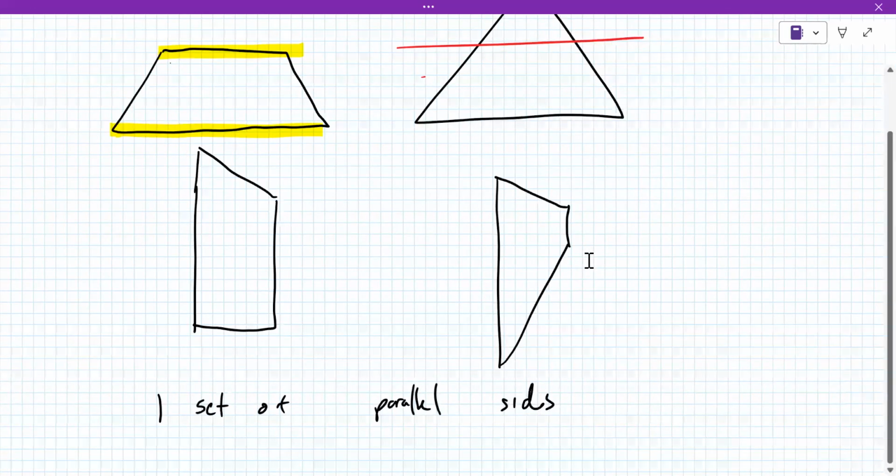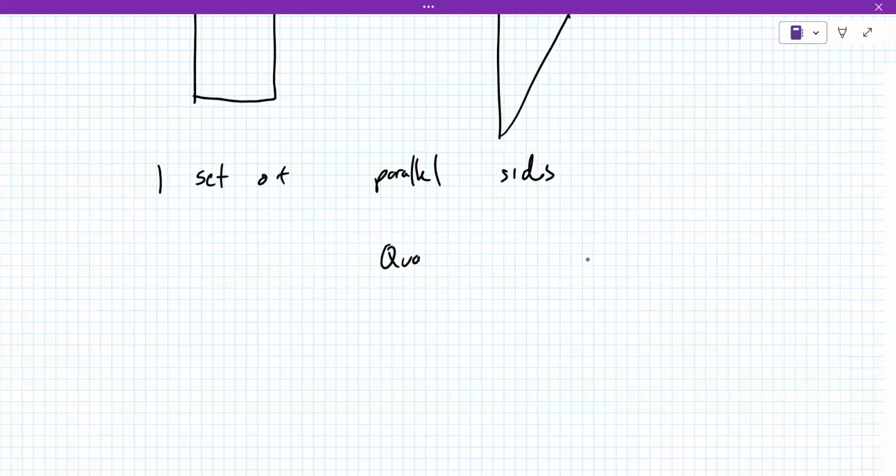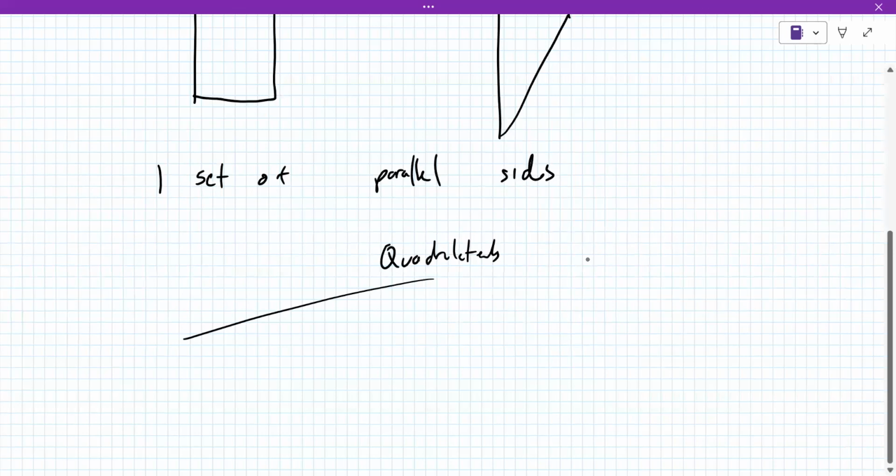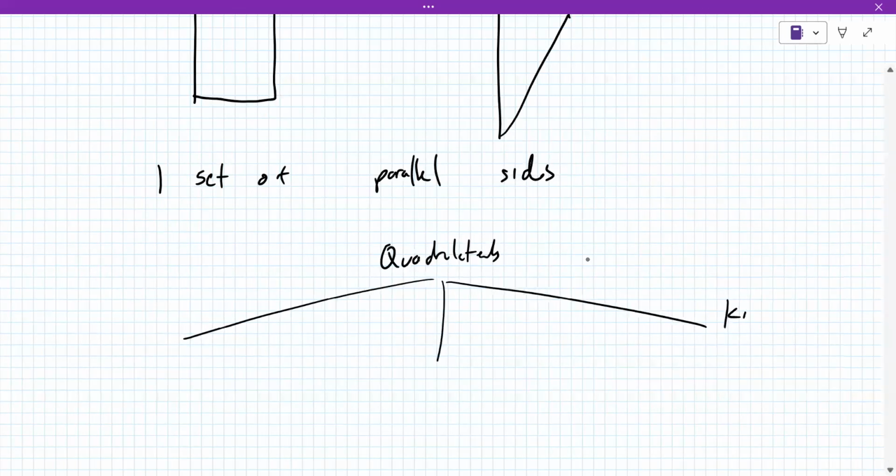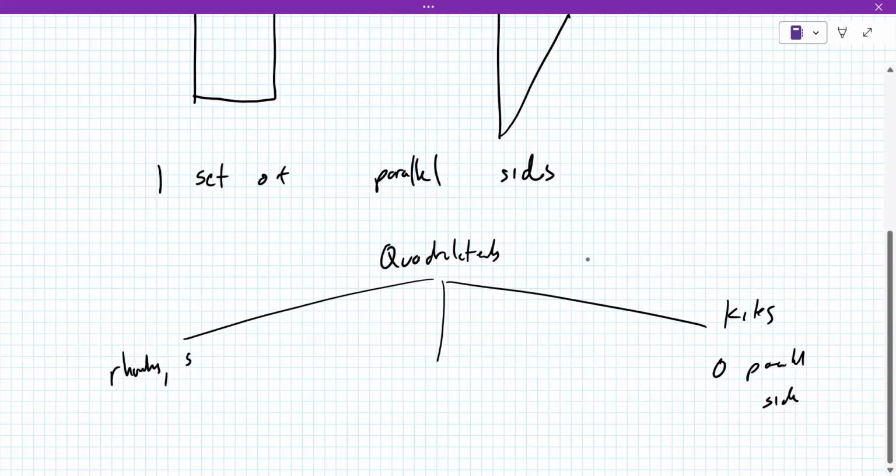And they probably didn't even do this, but in terms of quadrilaterals, they are all subdivided by the number of parallel sides that they have. So for example, kites have no parallel sides. And then your rhombus, square, rectangle, parallelogram, they're all going to have two sets of parallel sides, and then trapezoids are down here in the middle.